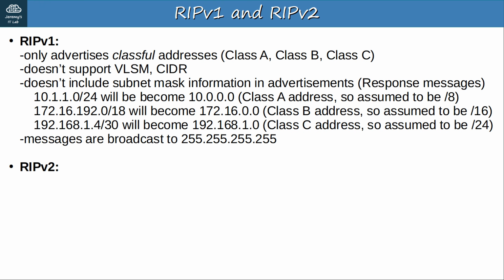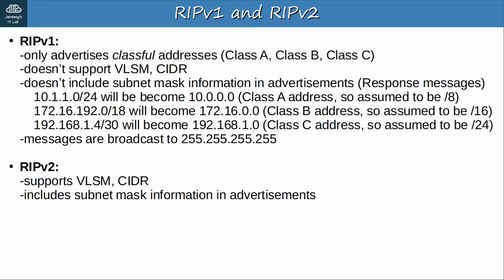Next up, let's look at RIP version 2, which improves upon version 1 in a few ways. First of all, it supports VLSM and CIDR. It doesn't have to be classful like version 1. To support this, it includes subnet mask information in its route advertisements. A /30 network will be advertised as /30, for example.